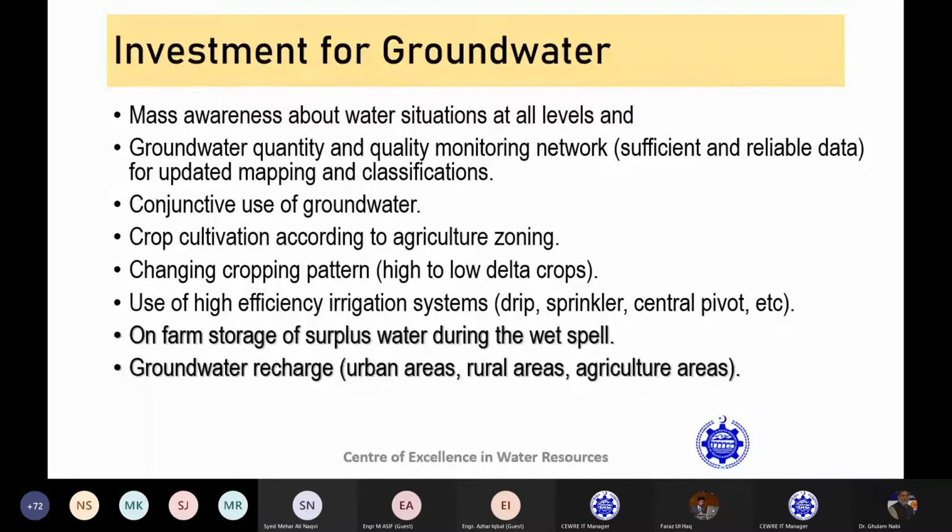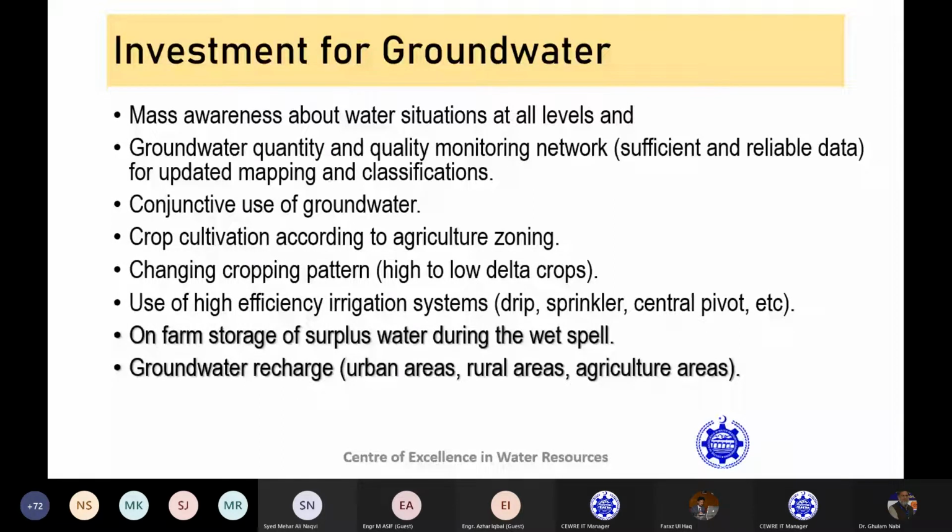Crop cultivation. Agriculture is a major stakeholder and major user of water, and this is linked with agriculture zoning. Agriculture zoning defines what crops should be sown in which area according to the environment, temperature, water requirement, and water availability.